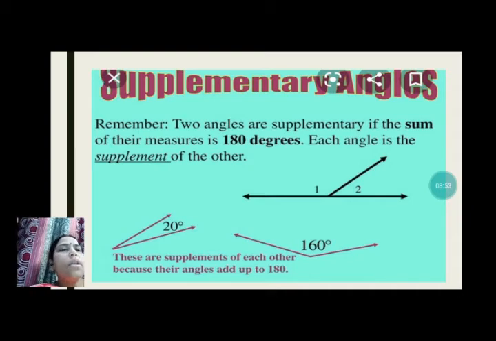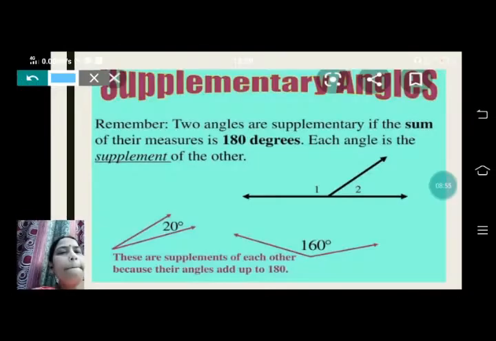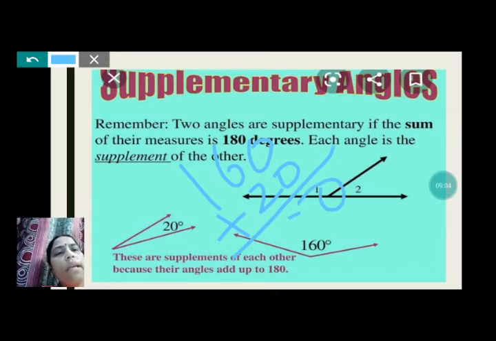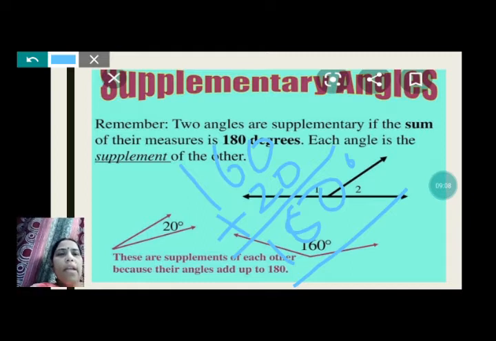160 plus 20. Let us add and see. 160 plus 20 is 180 degrees. So what did it become? It became a straight angle. That means these 20 and 160 are supplements of each other. So they are making supplementary angles.